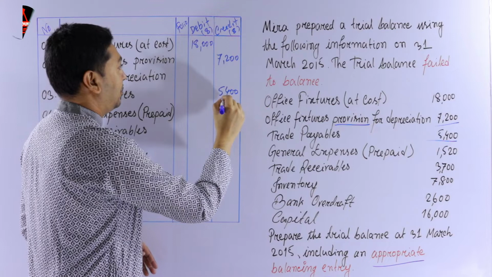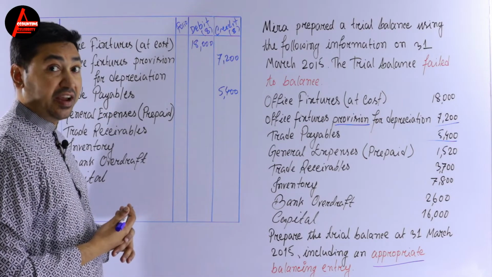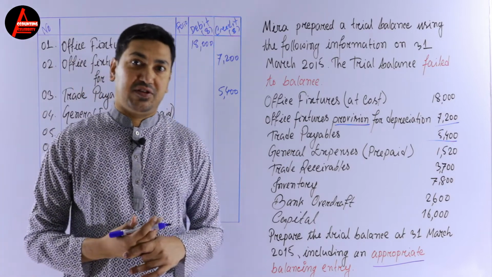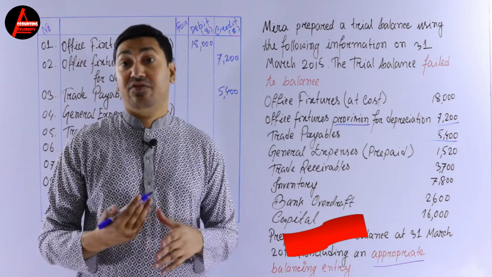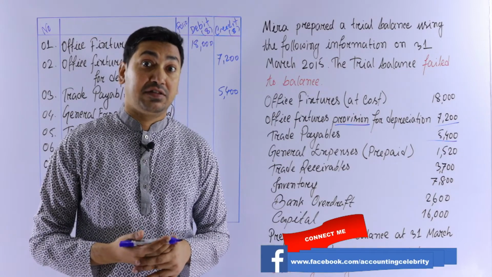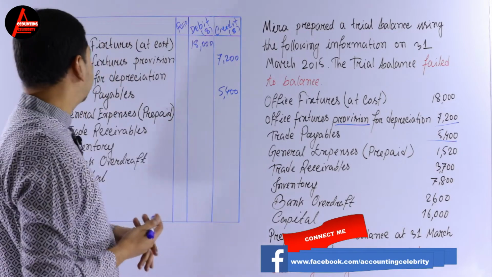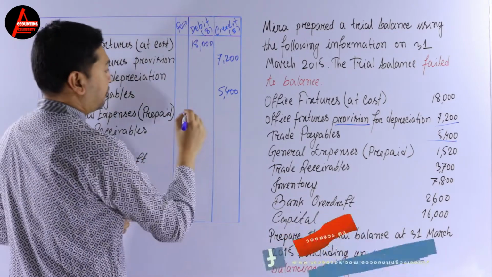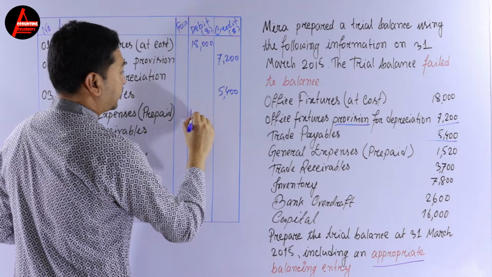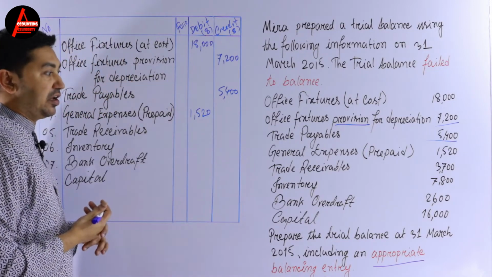So what is next? General expenses prepaid. Prepaid means advance. You paid expense in advance, so it's an asset you paid in advance. Other receivable. So it will come in the debit side. So insert this amount on the debit column, 1,520.